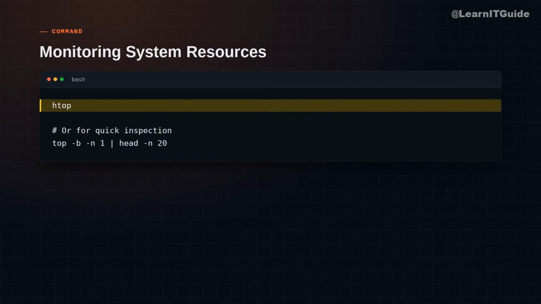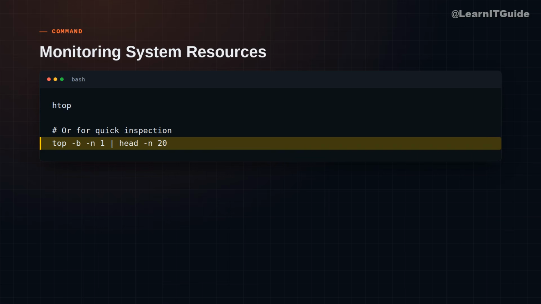The first command is htop. It is an interactive process viewer. It is far superior to the legacy top command because it gives you a color-coded overview of CPU usage per core and RAM consumption. If you are on a minimal server where htop is not installed, use top with the batch flag and head to get a snapshot of the top processes. This is your first stop when investigating performance issues.